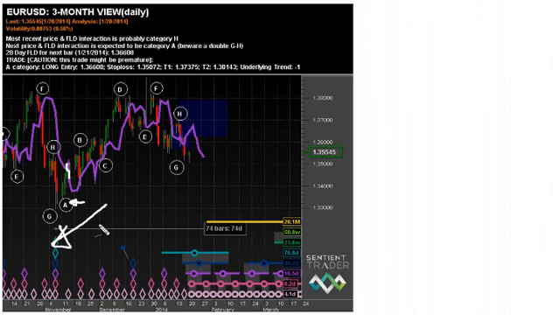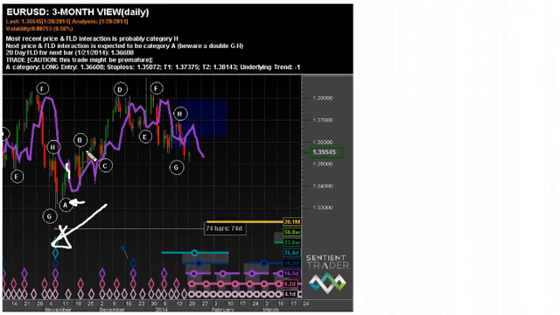Of course, these interactions are labeled above the bar on which the interaction occurs. And so some interactions, as you know, take place over several bars when price tracks along an FLD, in which case the interaction is labeled at the initial point of interaction. That's just a small detail.